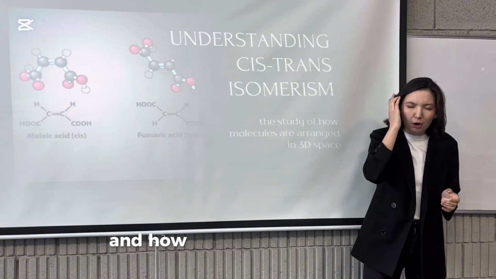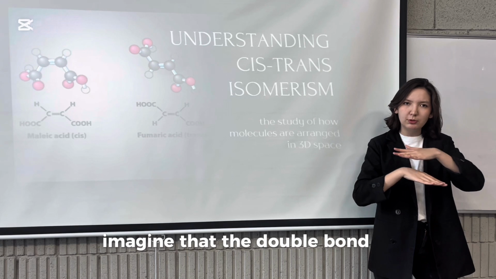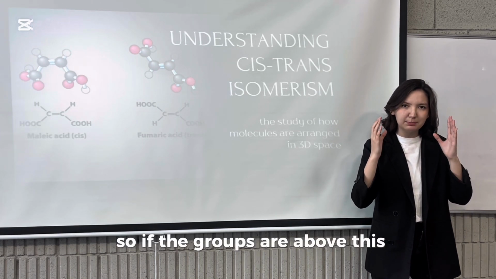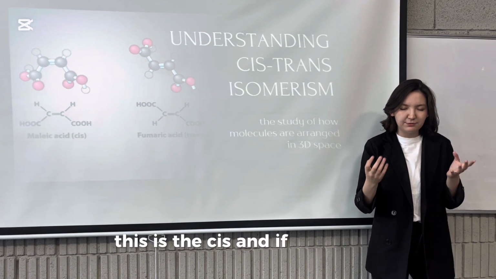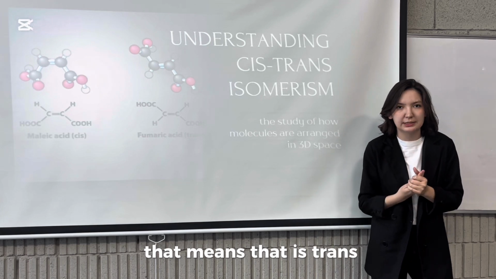You may ask, how do we identify the sides of the double bond? Imagine that a double bond is a plane. So if the groups are above this plane, it is cis, and if some of them are below, that means that it is trans.